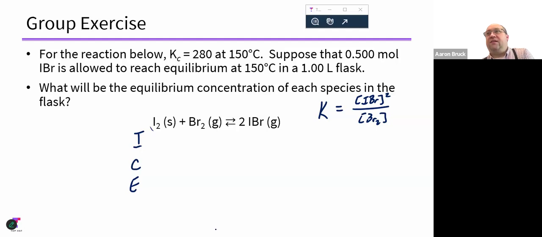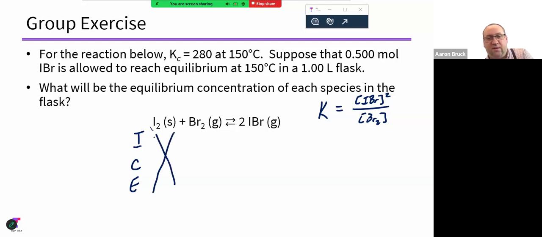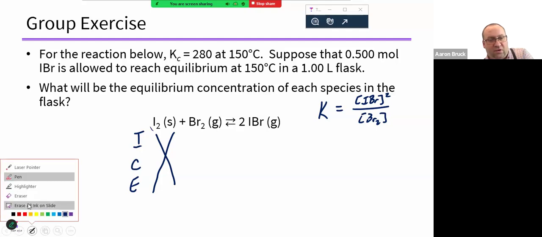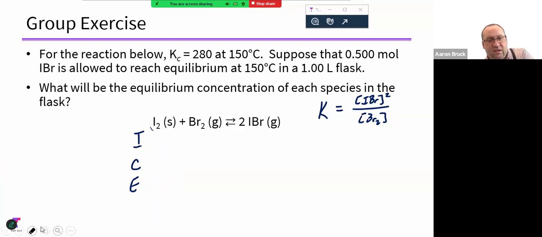So what do we do in an ICE table when we don't have a reacting participant? We ignore it. So either put a big X over this part of the ICE table, or you can just put in a series of dashes here to remind you not to worry about what's going on with the iodine. Because in terms of the equilibrium, we don't care.